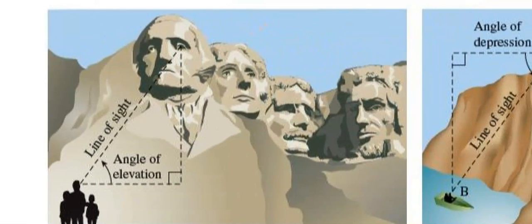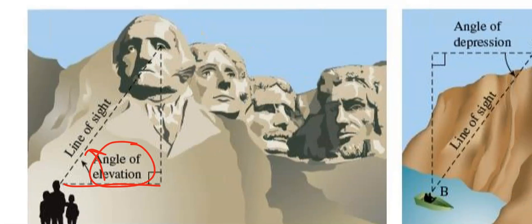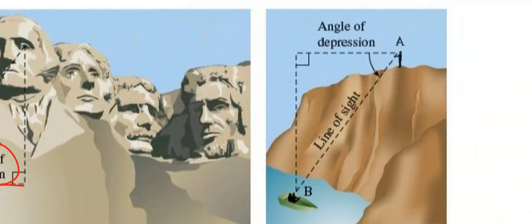Line of sight. We've talked about angle of elevation, how it's measured from the horizontal upward. That's how we measure everything that's called angle of elevation. So always from the horizontal upward. Versus something called angle of depression, which is measured from the horizontal down.